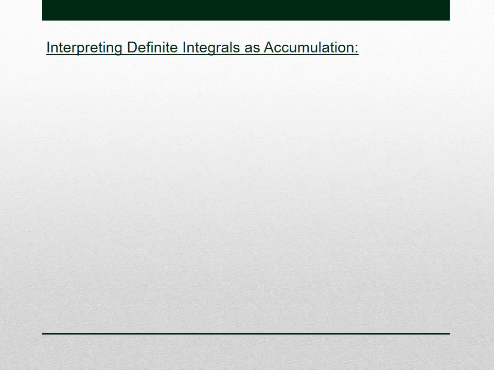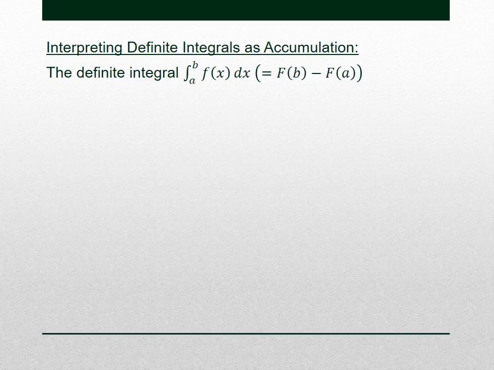So now let's move on to looking at these definite integrals and interpreting them as an accumulation. All right, so remember that this definite integral, this is our fundamental theorem of calculus. And here capital F prime is little f. So the definite integral from a to b of f of x, little f, is F of b minus F of a.